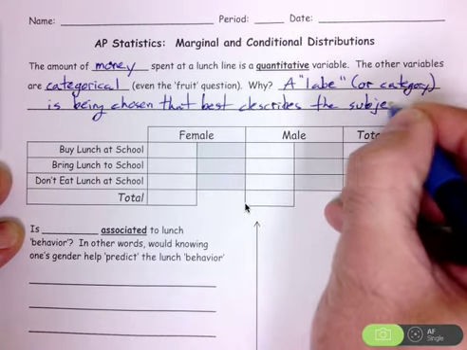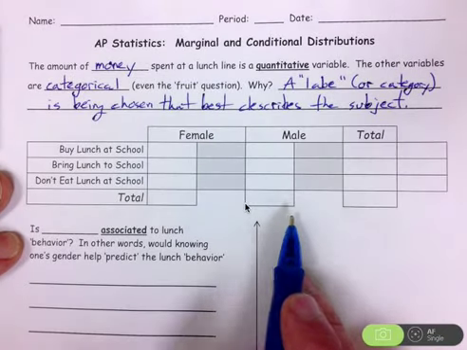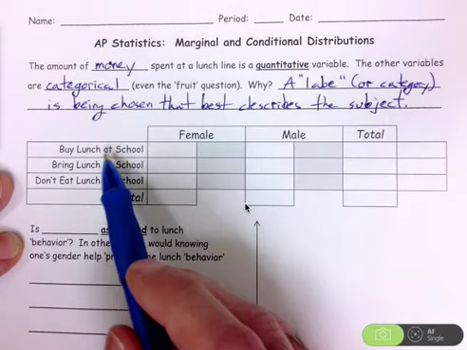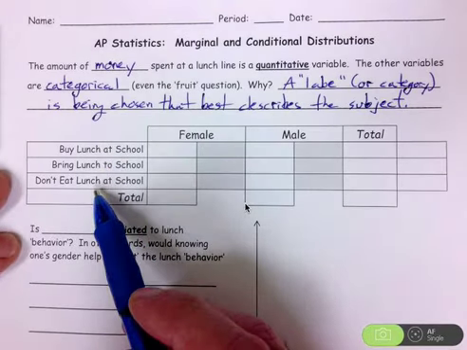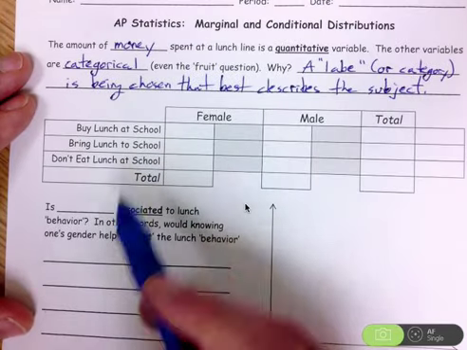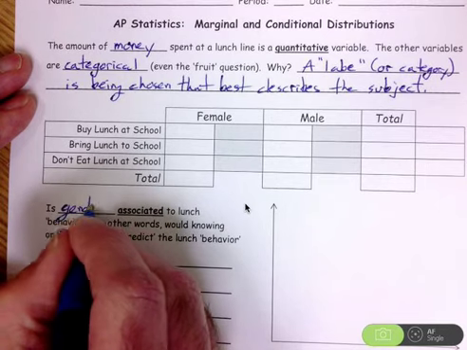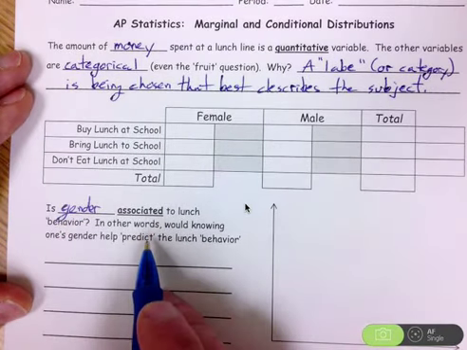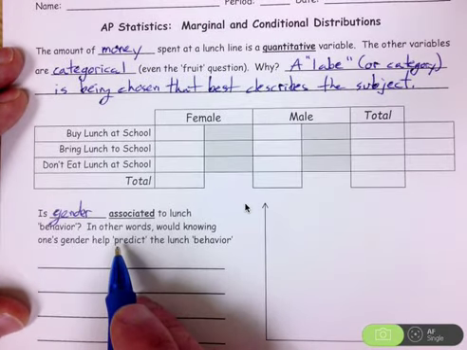So before we actually look at the data from our survey, we're going to look for an association between gender and lunch behavior. Lunch behavior being, do you buy or bring, or do you choose not to eat lunch while you're at school? So ultimately what we're interested in is whether gender is associated to lunch behavior. In other words, if I knew someone's gender, would that help me predict their lunch behavior?